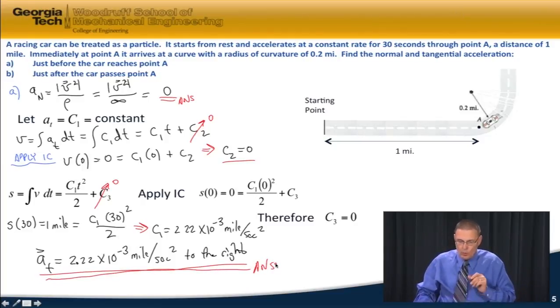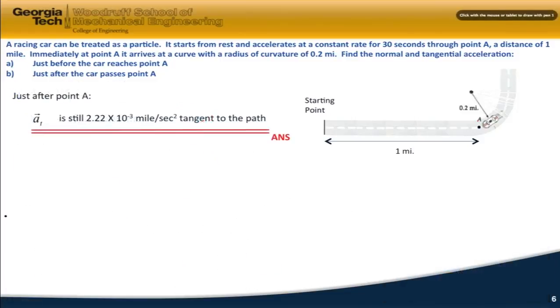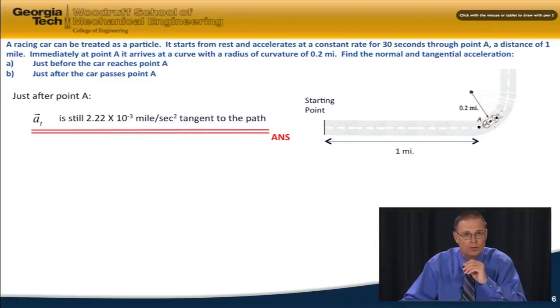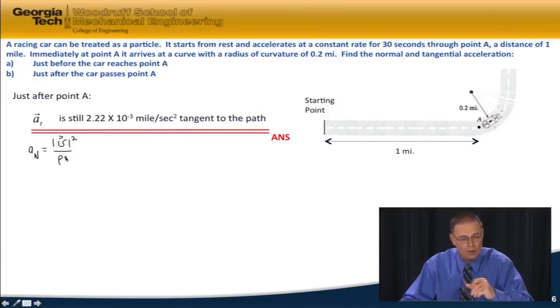Okay, my question to you now is, looking at part B, what is the tangential acceleration going to be right after it passes point A? So if the tangential acceleration is 2.22 times 10 to the minus 3 miles per second squared just before point A, it's not going to instantaneously change. So it's going to continue to be that same value tangent to the path as we go into this turn. So the last thing we have to find is the normal acceleration. We know that the magnitude of the normal acceleration is the magnitude of the velocity squared at that point over rho. And we have an equation for the velocity.